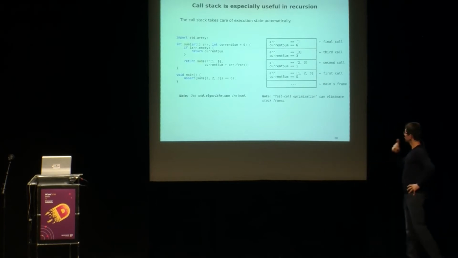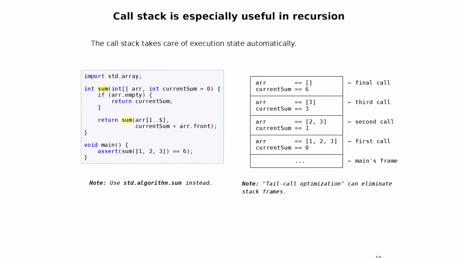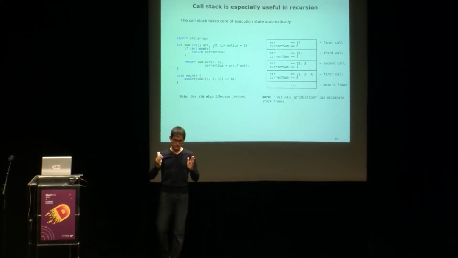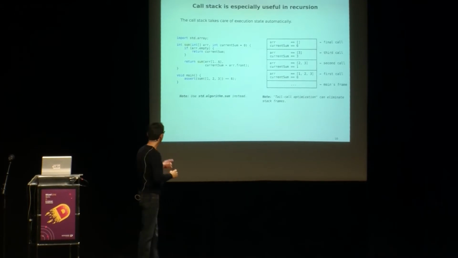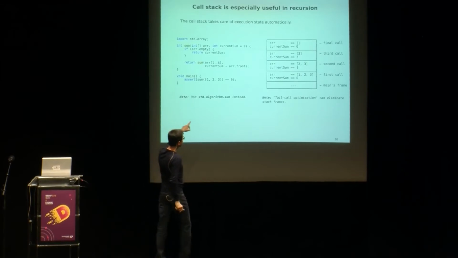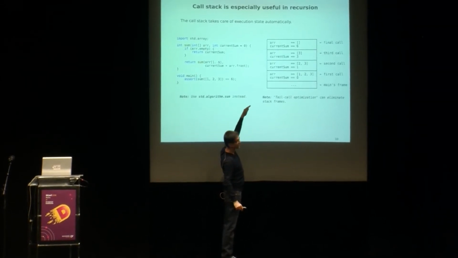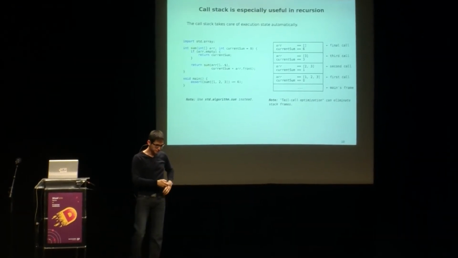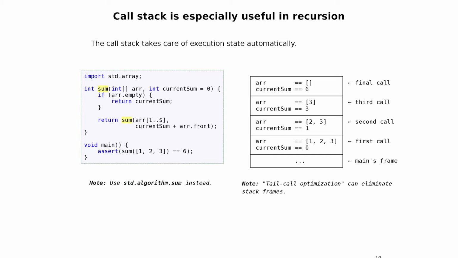recursion. Here's a function sum, a recursive sum, which you should never use. Use standard algorithm sum instead. So this sum is a recursive algorithm, calls itself with a shorter array each time, passing in the current sum. And for the given 3-element array, there will be these 4 stack frames put on top, and automatically everything goes up and comes down. So the call stack is a very useful thing, and we use it in our main program all the time behind the scenes.